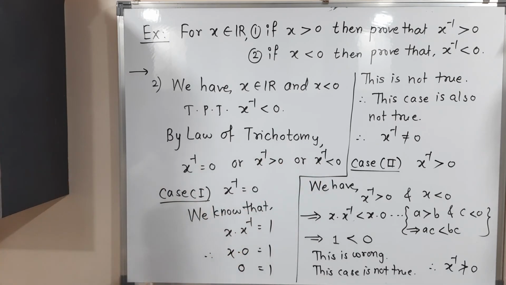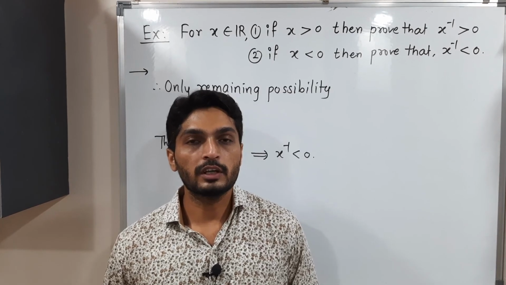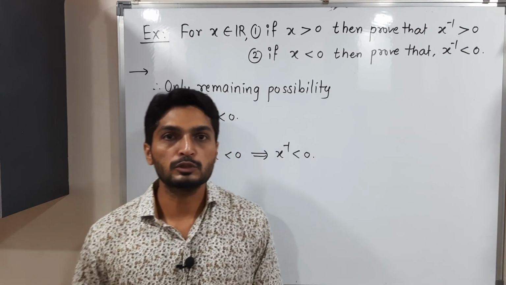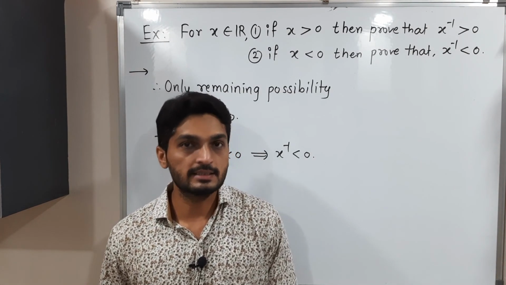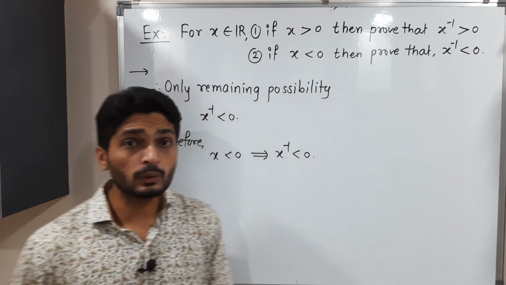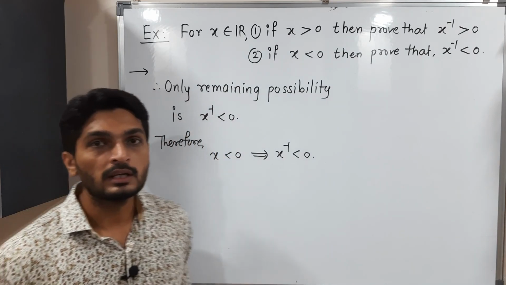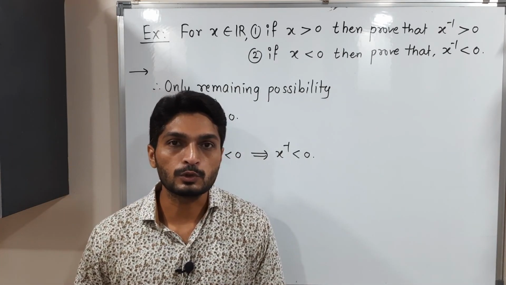Let me write all these things. But before that you can make a screenshot of it. So the only remaining possibility is x inverse is less than 0. So what we conclude here is: if x is negative, its multiplicative inverse is also negative.